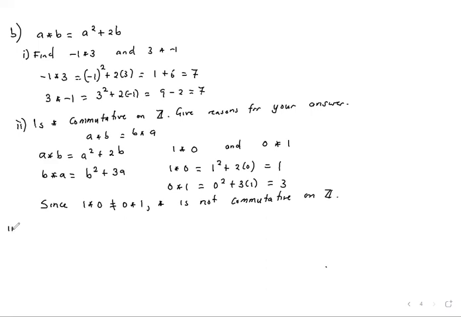Sir, why the second one, B star A is equal to B squared plus 3A instead of 2A? It's supposed to be 2A. There is 2B here. Just made a mistake. Supposed to be 2. So even here it will be plus 2 multiplied by 1, which is equal to 2. So 1 is not equal to 2.